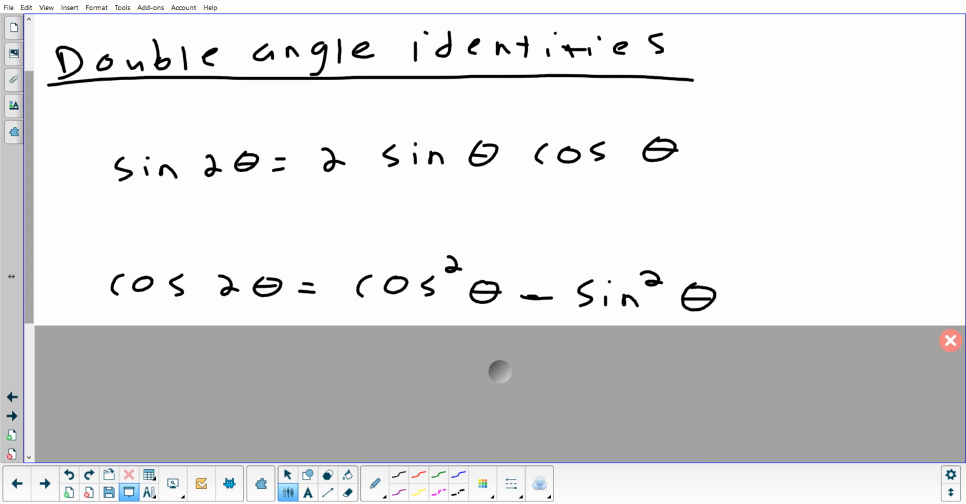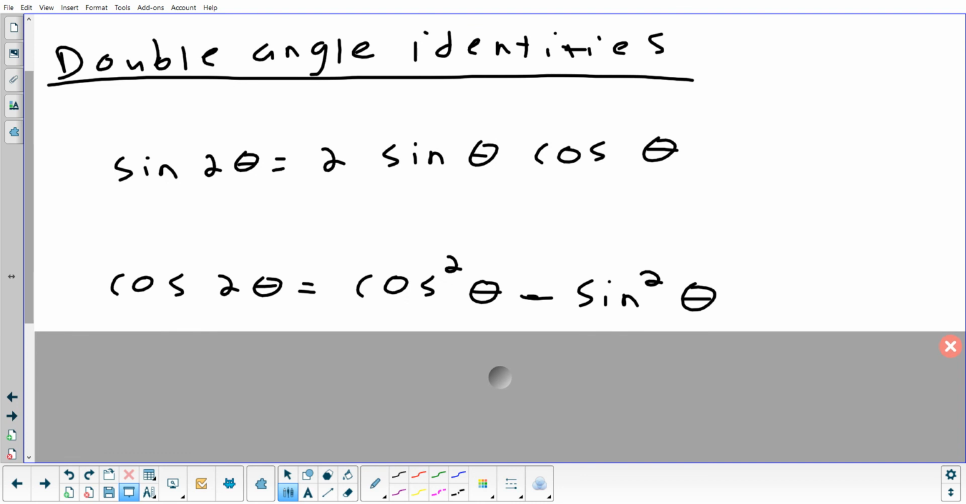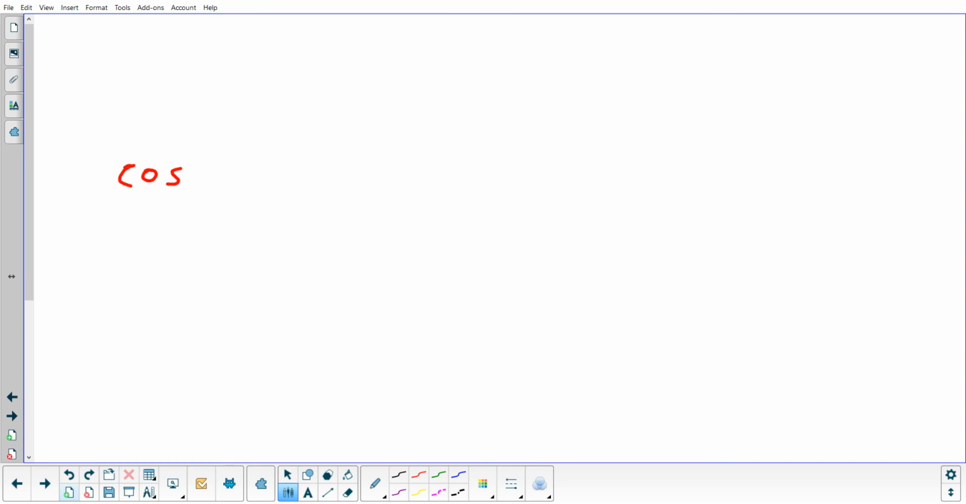All right. This one? So cosine 2 theta. Let's try the same thing here. I've never tried that. Let's see if we get cosine squared minus sine squared. So cosine. Everybody agree that that's cosine 2 theta? Okay, let's write it out using the formula we know and see what happens.